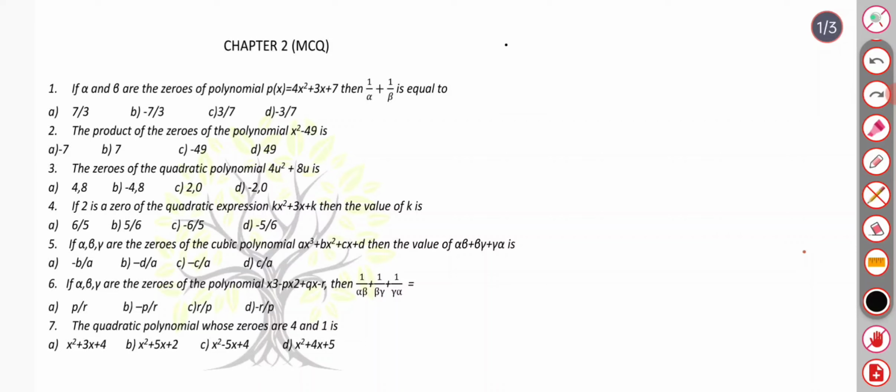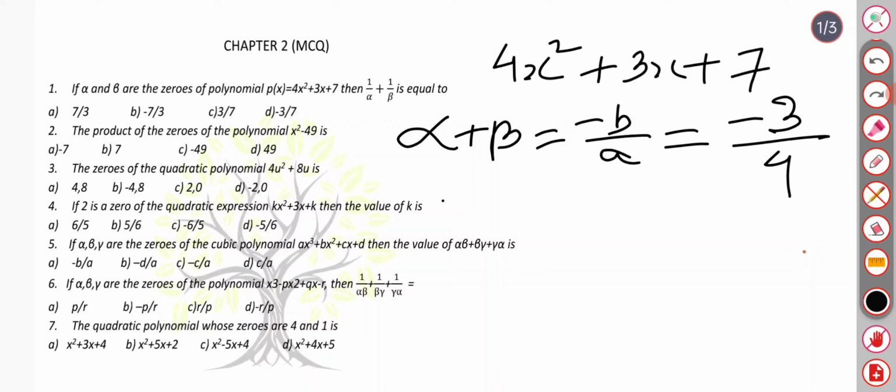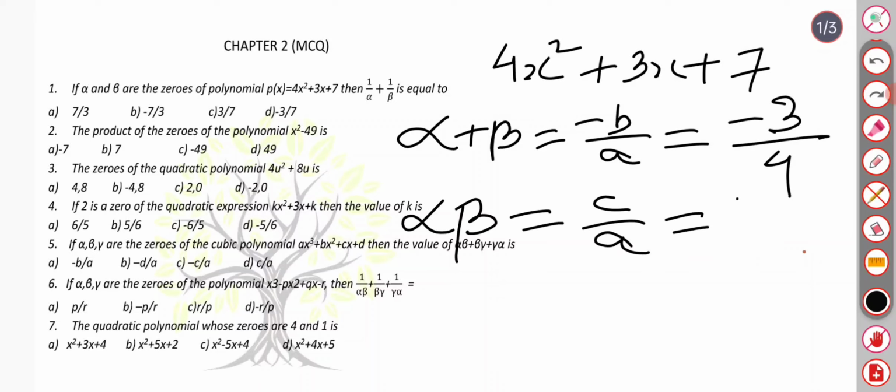So our first question is, if alpha and beta are the zeros of polynomial p(x) equal to 4x square plus 3x plus 7, then 1 by alpha plus 1 by beta is equal to. So in our question, p(x) is given as 4x square plus 3x plus 7. If you find the sum of zeros alpha plus beta, the formula is minus b by a. If you put the value of minus b, you will get minus 3, a means 4. Similarly, find the product of zeros alpha into beta, c by a. So c means 7, a means 4.